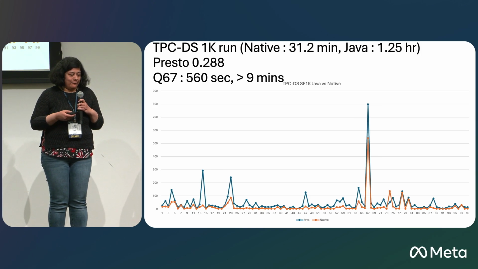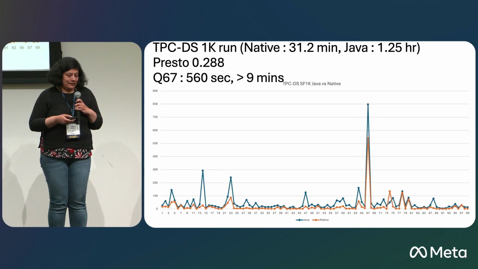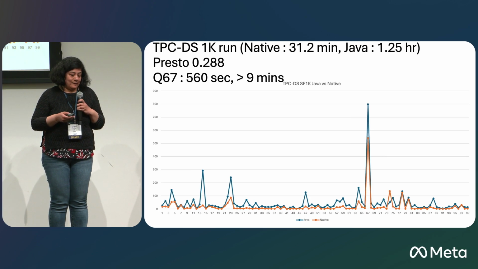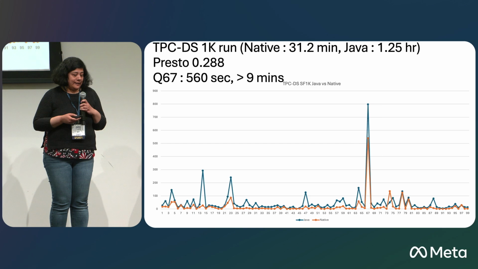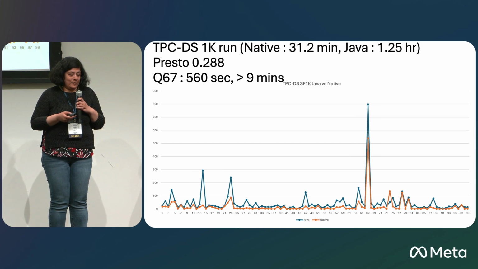If you see the TPC-DS profile here, there's one query that stands out, and that's Q67. If you see the runtime, in release 288, which is some time back, the native engine had a runtime of 31 minutes for 100 queries, and 9 minutes out of those 30 minutes were in Q67. So it's a pretty bad query.